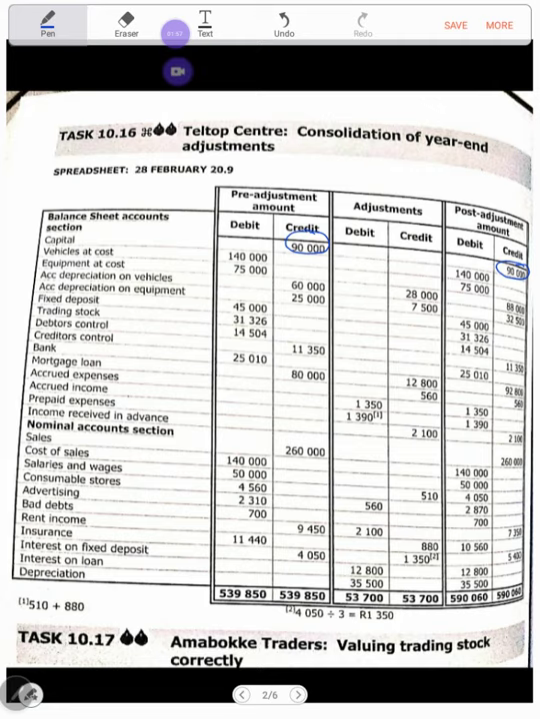What do I do with capital? I credit capital. Vehicles is an asset, so we debit assets. There was no adjustment, so it remains the same. So where there is no adjustment, it will always remain the same in the post-adjustment trial balance. Nothing will change. However, when adjustments are taken into account, there will definitely be a change. So let's work through the adjustments.